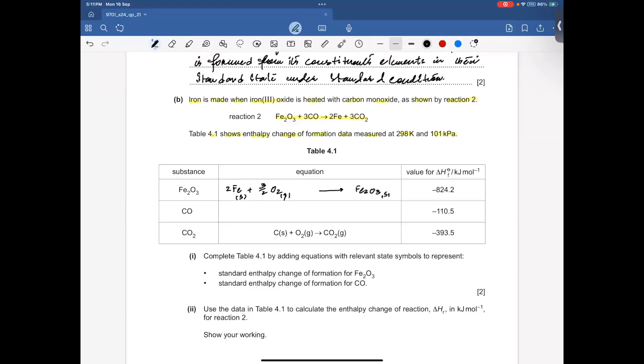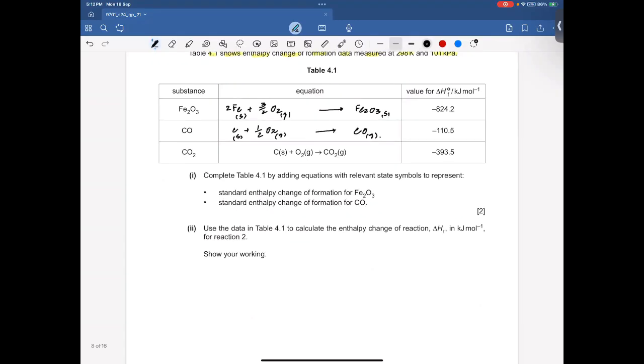For the second substance, this is carbon monoxide. In order to make it, I need two different elements. The first one is carbon, and the second one is oxygen. Under standard condition, carbon is solid, oxygen is gas, and carbon monoxide is also gas. We have one carbon here, we have one carbon here, it's balanced now. We have one oxygen, we have two oxygen here. So in order to balance oxygen, I need to put half here. Okay, and the third equation is already given with its value.